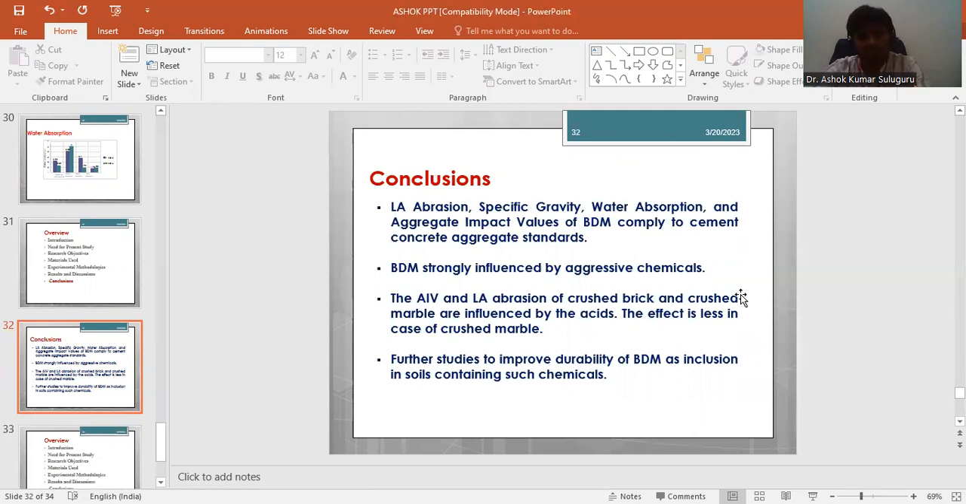After doing all these tests, we are trying to study the properties of soil which is mixed with the BDM, before and after immersion in the chemicals also.